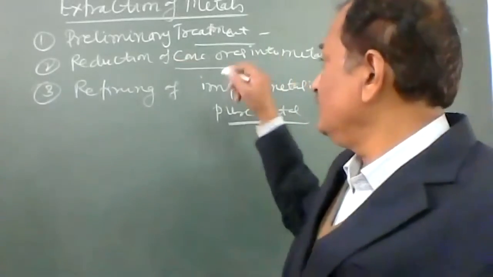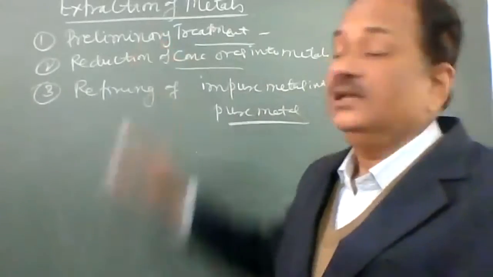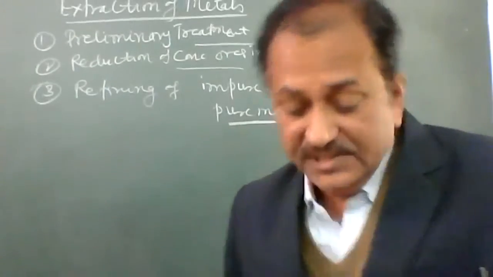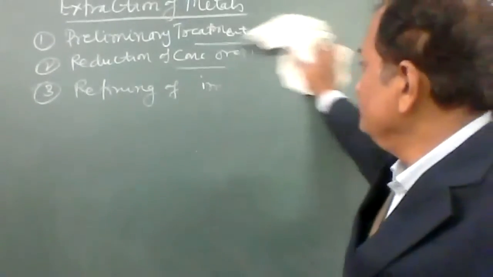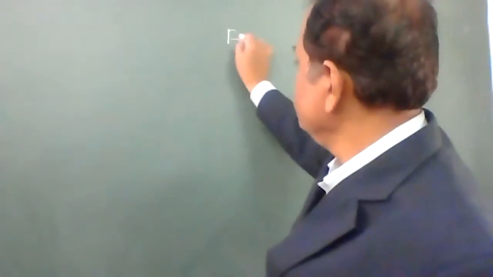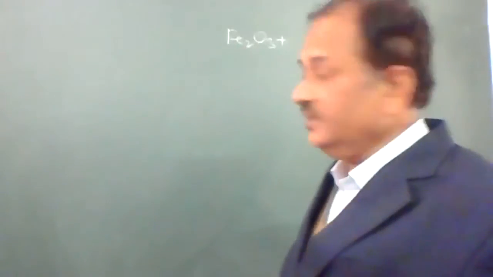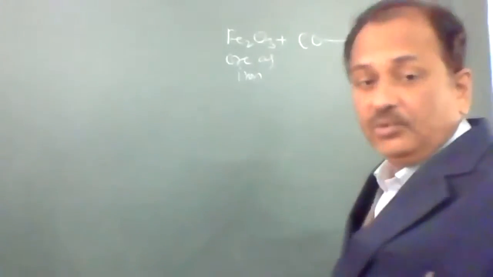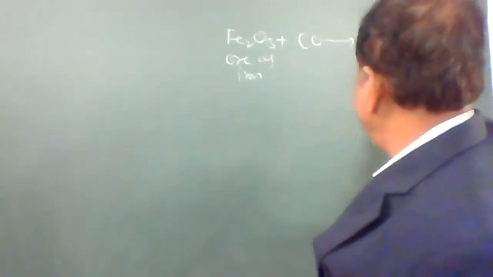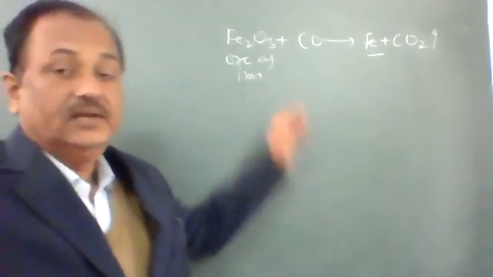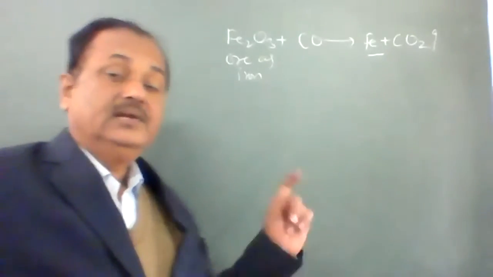Then coming to reduction of concentrated ores. Ores are concentrated by preliminary treatment, and then subjected to heating under proper conditions. Proper condition means a proper reducing agent. Reducing agent is important. Let this be Fe2O3, iron oxide, the ore of iron. Then carbon monoxide is used as the reducing agent, giving Fe plus CO2. So this is the equation for iron.